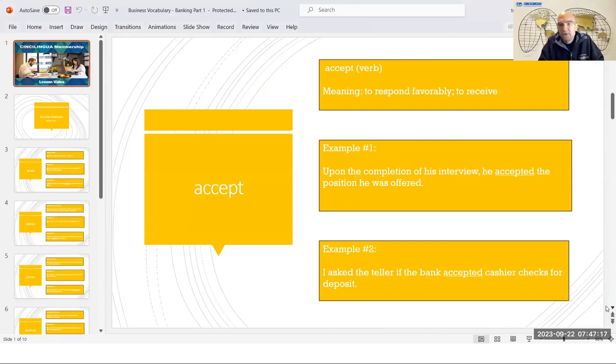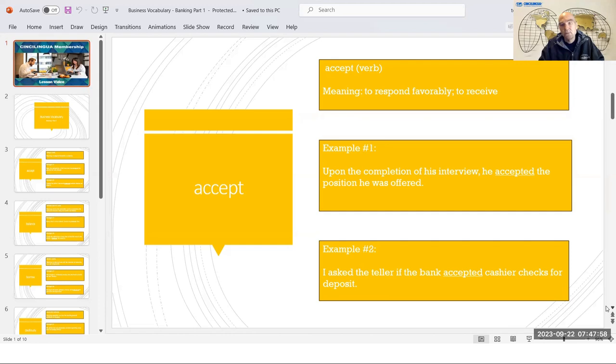Okay, so our first vocabulary word is accept. Accept is a verb, and its meaning is to respond favorably, or to receive. We'll look at our first example sentence here, and it reads, upon the completion of his interview, he accepted the position he was offered.